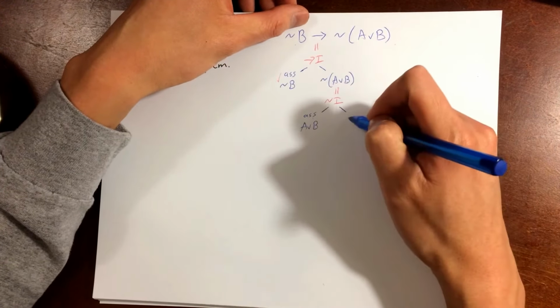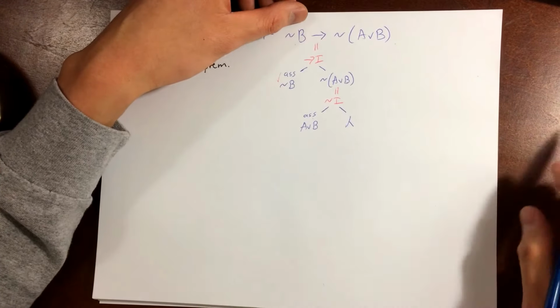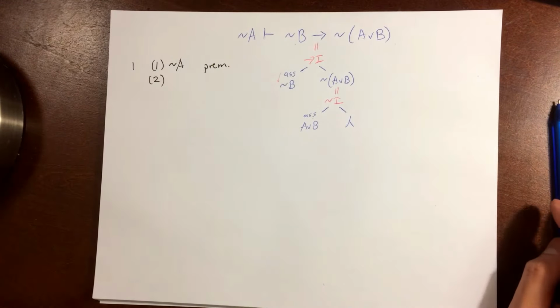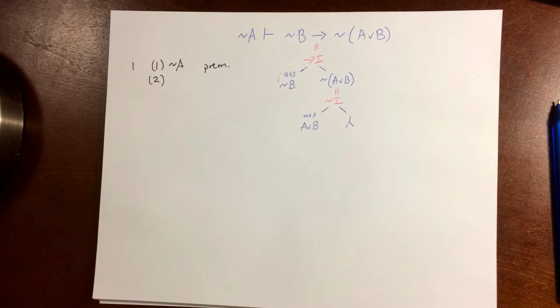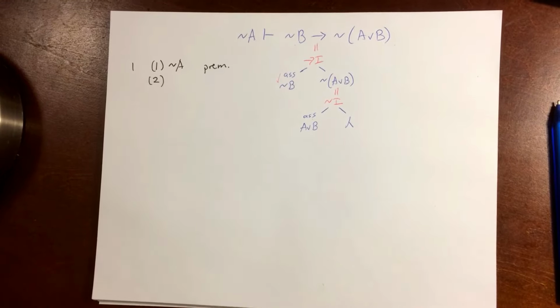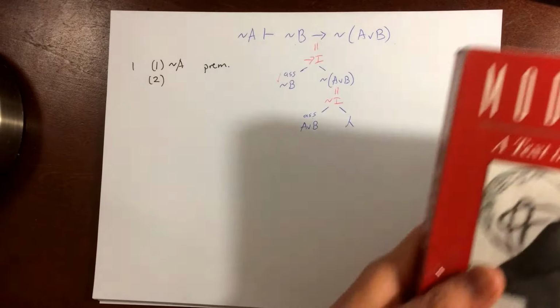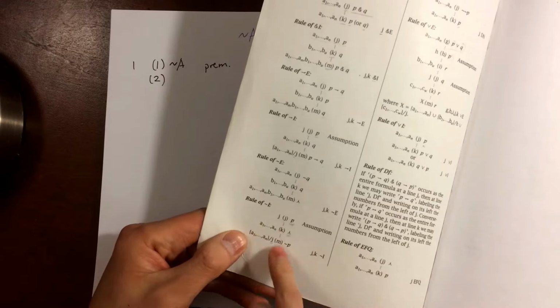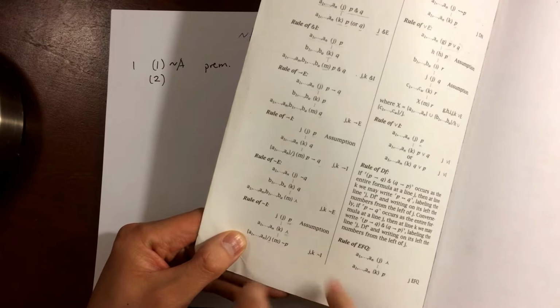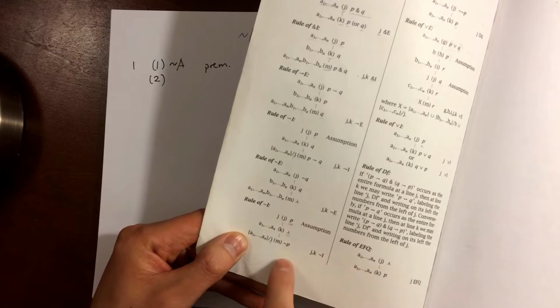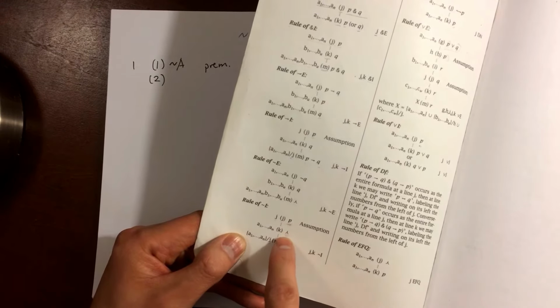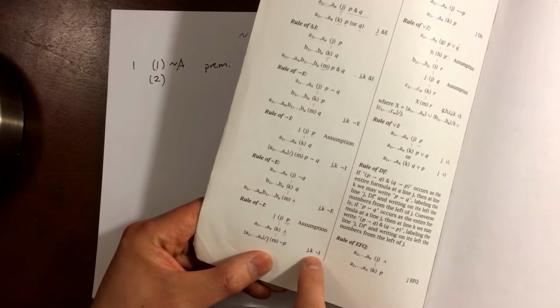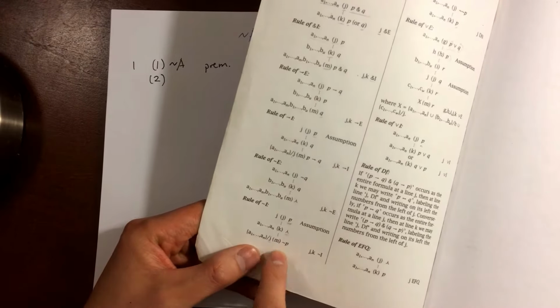Okay, next we're going to need a lambda, and the lambda is just a contradiction that's been signaled. Where's the book? Okay, so here it is. If we look back to the rules, to use negation introduction, we need the lambda and the assumption, whatever that is. And once we have the assumption and the lambda, we can use negation introduction to produce a negated sentence.